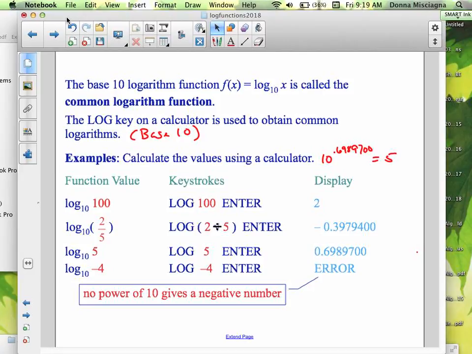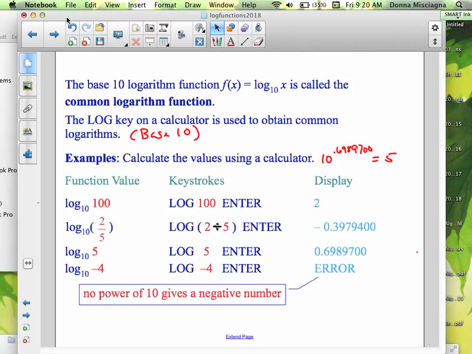You don't really need the calculator for log base 10 of 100, because 10 squared, 10 to the second power, gives you 100. The exponent you'd have to raise 10 to in order to get 2/5 would be negative 0.3977940. It looks like a reciprocal, right? It's flipped. It's between 0 and 1, so we kind of expect that we might have a negative exponent. Don't forget the parentheses. Log base 10 of 5 gives us 0.6989700, and what that means is that 10 to the 0.6989700 power would give us 5.